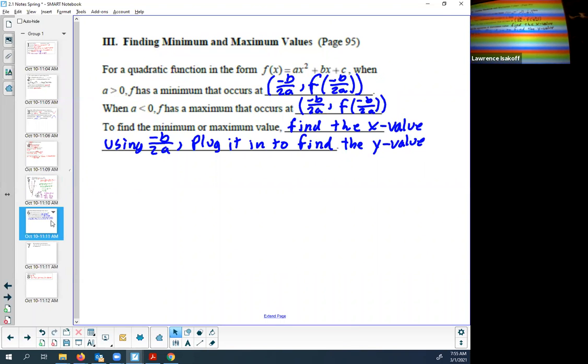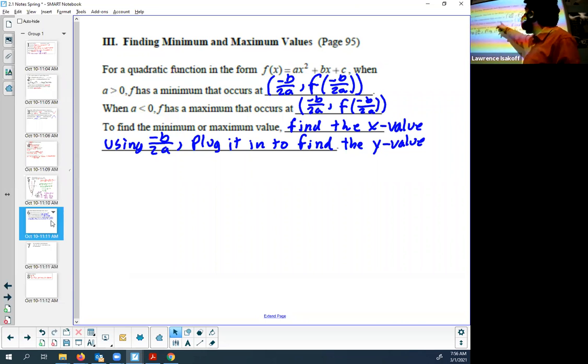So for any quadratic function in this form, if a is bigger than 0, it has a minimum that occurs at the point negative b over 2a. So that's again finding our axis of symmetry, then plugging it in. The only thing that changes in this line is now it's saying a is less than 0. Now all of a sudden it becomes a maximum at that point instead of a minimum.